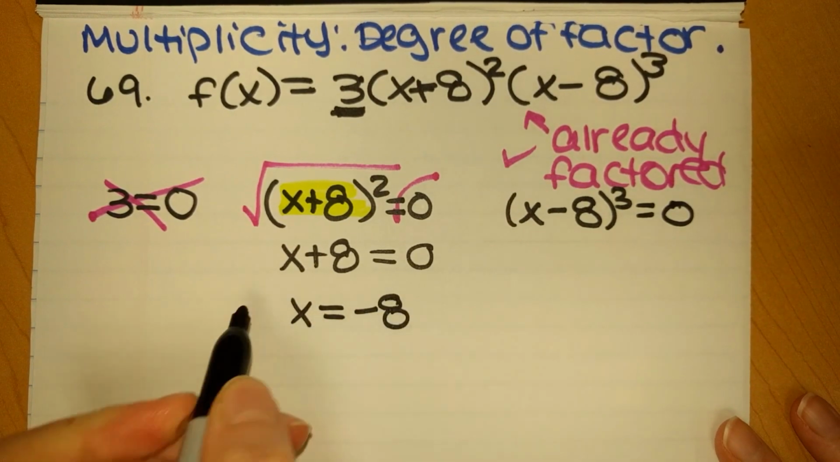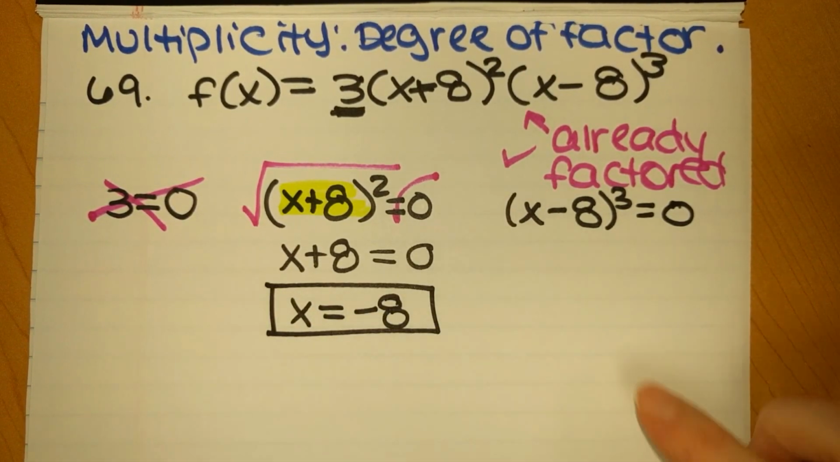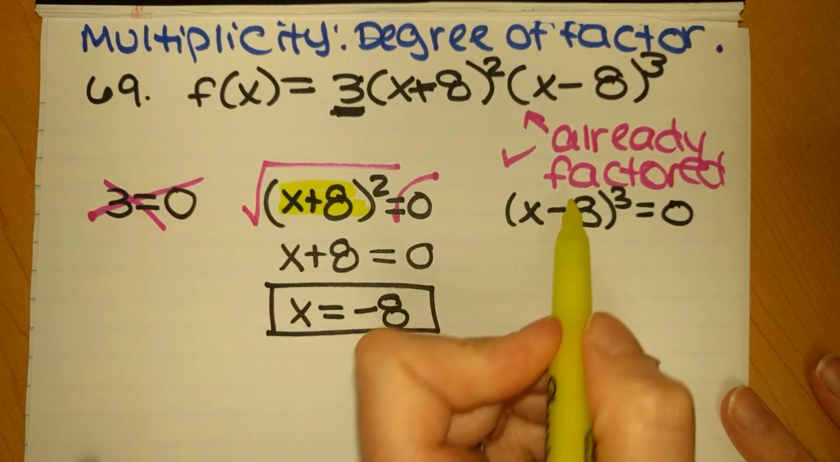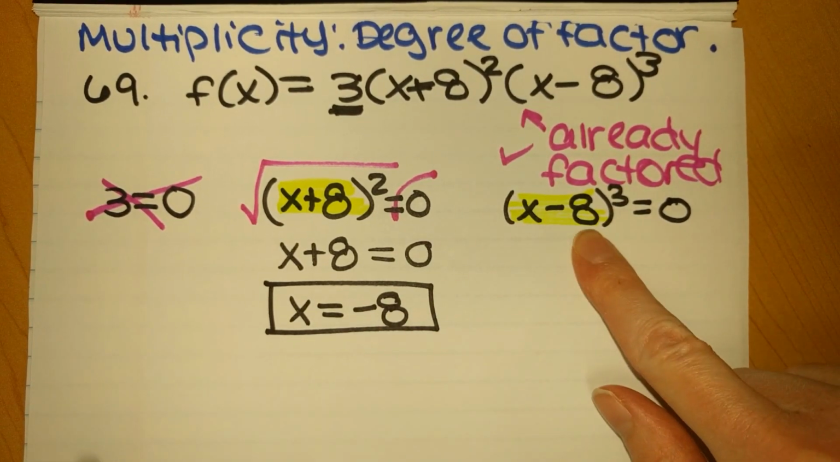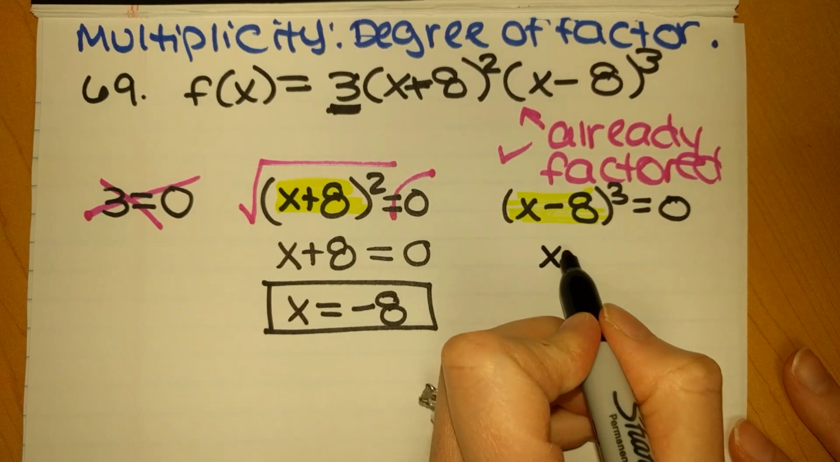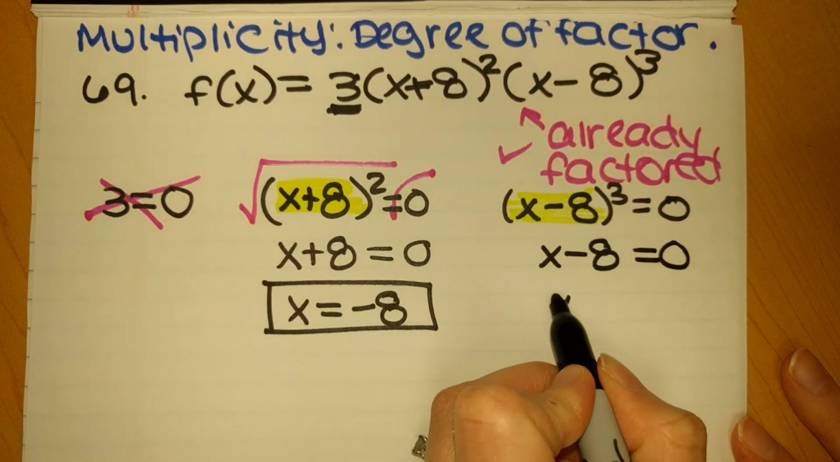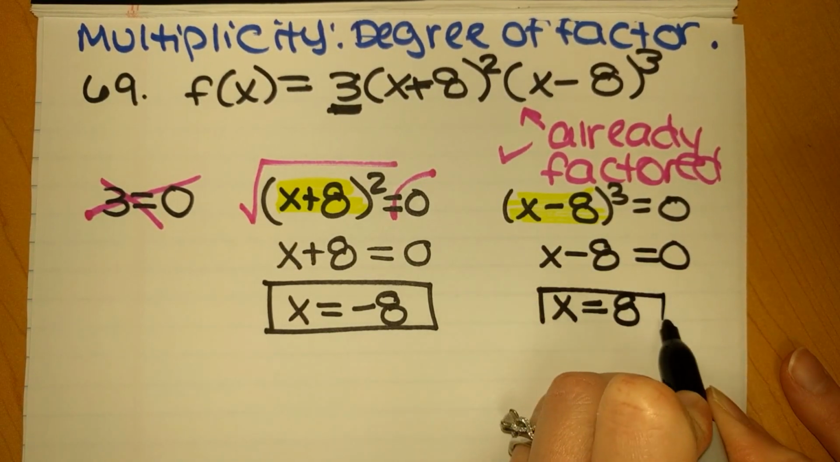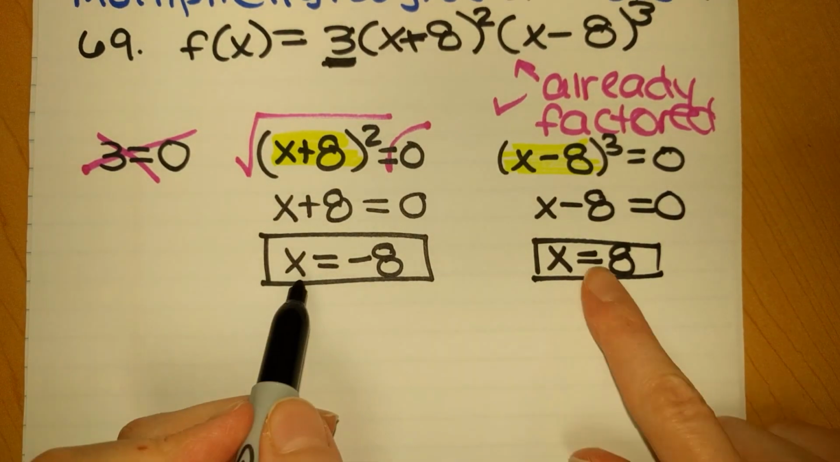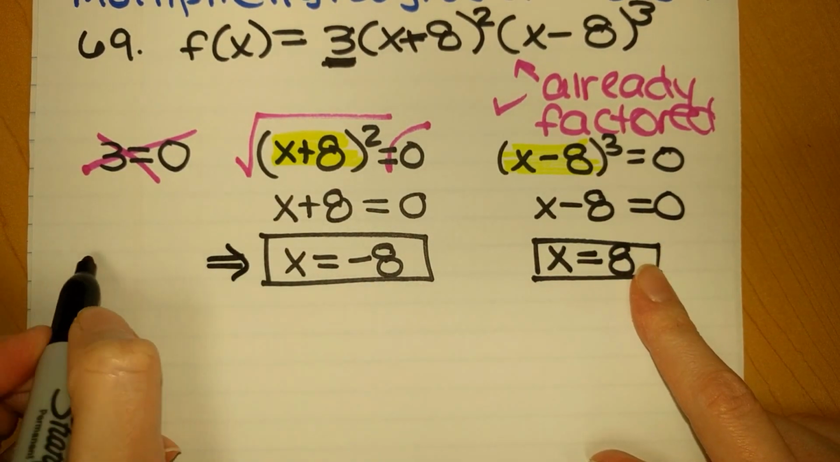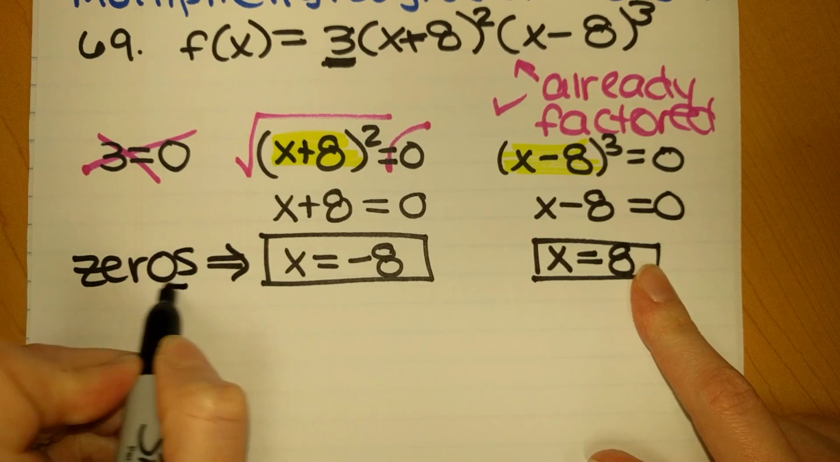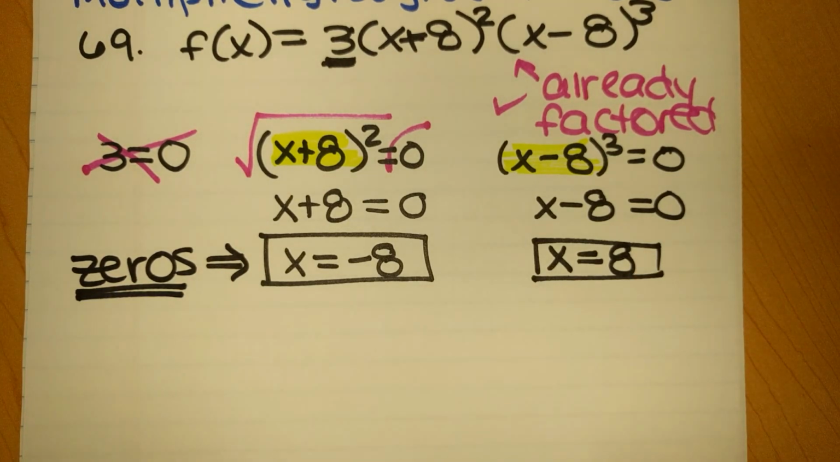and I get x is equal to negative 8. And then over here for our second actual x involvement, we'll have x minus 8 to the third power. So we set this x minus 8 equal to 0. We get x is equal to positive 8. So these two numbers, negative 8 and 8, because they come from where those factors are equal to 0, are the zeros of the polynomial.